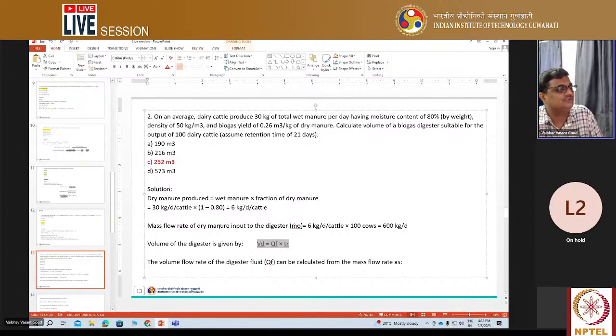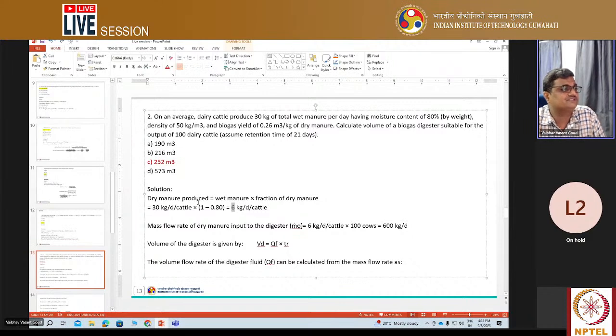Once we know these values, we can easily calculate the volume of the biogas digester required. So 30 kg per day per cattle, and once we know the moisture content is 0.8, so 1 minus 0.8 equal to 0.2 into this 30, right? It comes out to around 6 kg per day per cattle, that is the dry manure produced. And the mass flow rate of the dry manure input into the digester is 6 kg per day into the 100 cows, so equal to 600 kg per day.